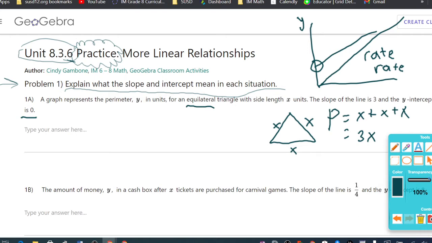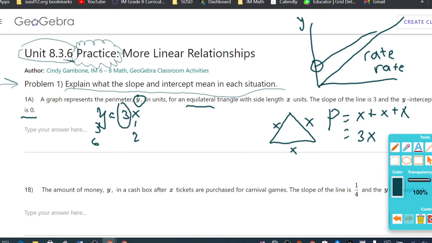Okay? A graph represents the perimeter y. So they're calling the perimeter y. Oh, I don't need to write that though. Sorry. For an equilateral triangle with side lengths x units. The slope of the line is 3 and the y-intercept is 0. Okay, so what does the slope of the line mean? If it's y equals 3x, that means when x equals 1, y equals 3. When x equals 2, y equals 6 because of the slope of the line.